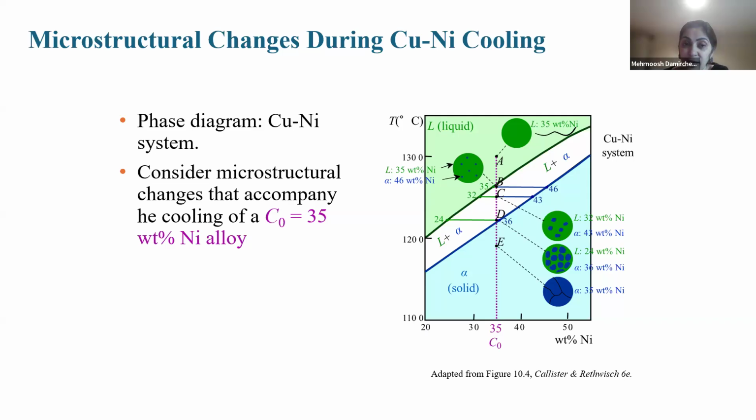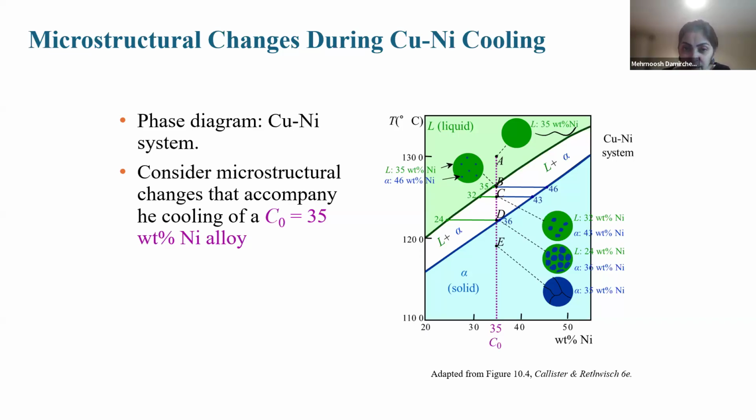When we reach B, we have some solid or alpha phase, and the majority is the liquid phase, and you see the small dark blue spots here. But the weight percent is different. Look here, it is a tie line. The tie line intersects the solid at 46 and intersects the liquid at 35. So the weight percent of the nickel in liquid is 35 and in solid is 46.